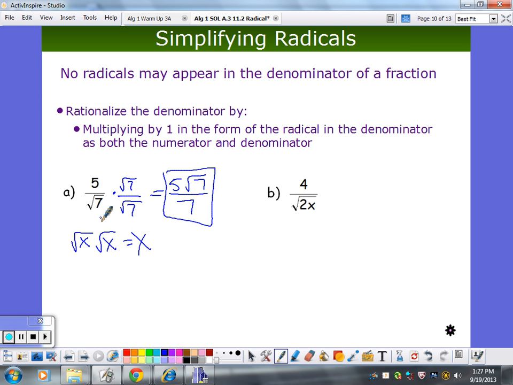So let's see if we can apply it to this guy. I've got 4 over radical 2x. Am I allowed to have a radical in a denominator? Not in simplest form, I'm not. So how do I fix that?